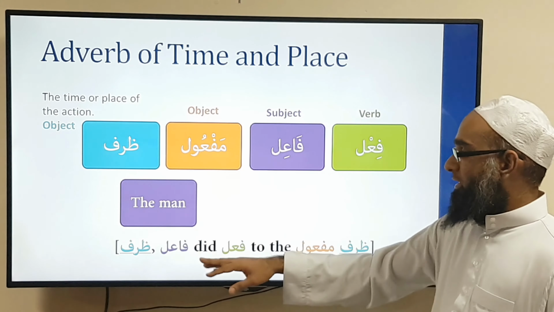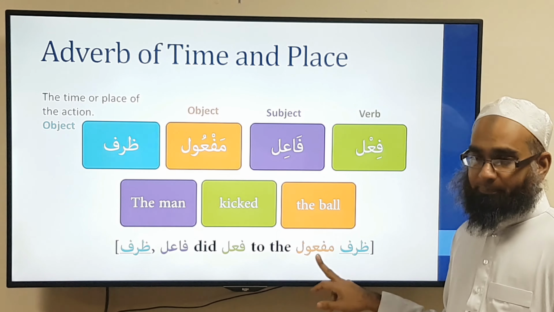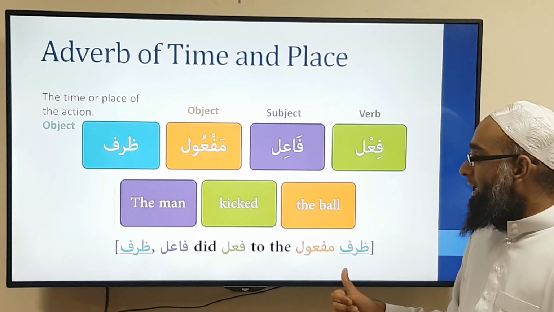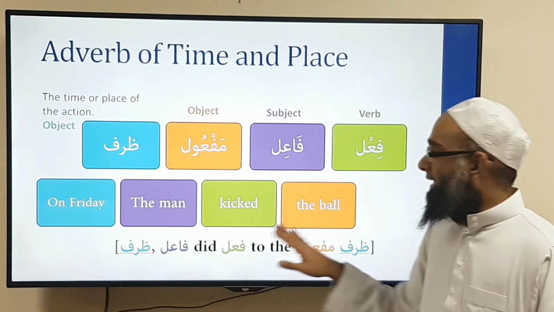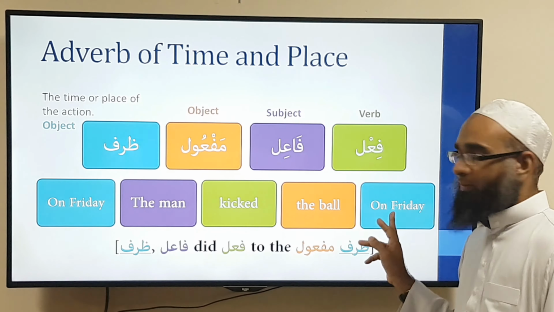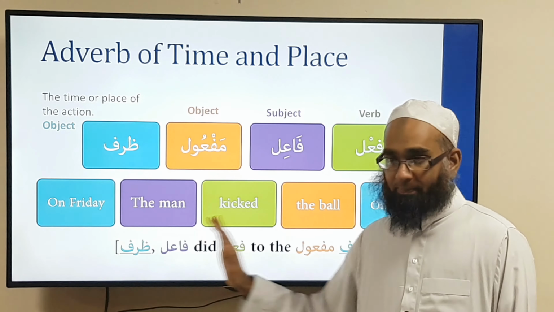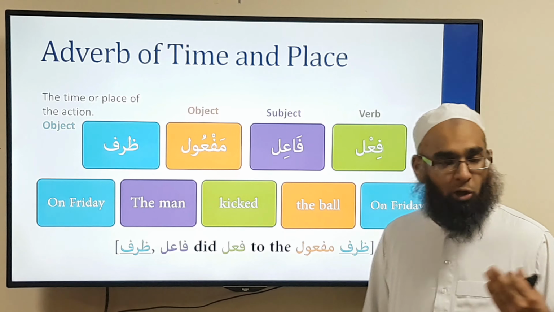So for example, in a normal sentence, the man kicked the ball. Now there's two ways you can say this. You can say, on Friday, the man kicked the ball. That would be correct as well. And you can also say, the man kicked the ball on Friday. So with zarf, keep in mind, it can come in either place. And you may need to adjust it, depending on which sounds better in English.